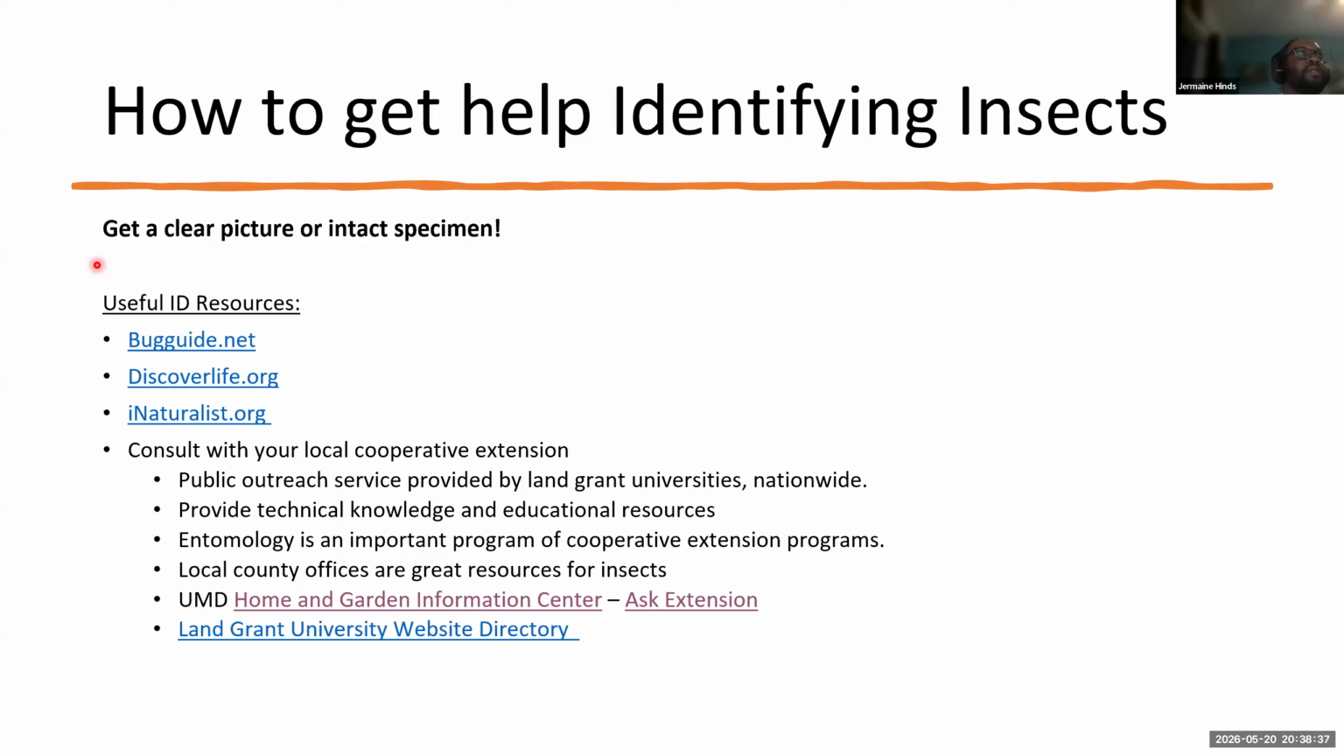Cooperative extension is also a major help. You have UDC, and you also have UMD Extension, where they have an Ask Extension resource that you can use to email an extension agent directly. This is a public outreach service by many universities across the nation. They provide a lot of technical knowledge, and entomology is a big part of a lot of these cooperative extension programs.